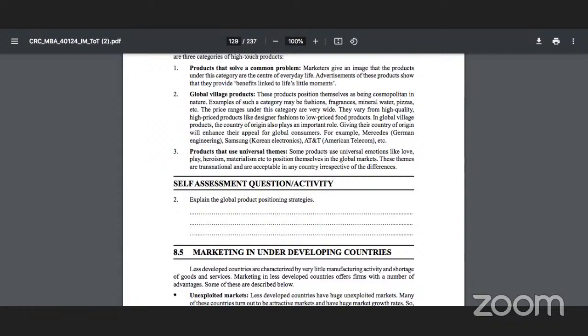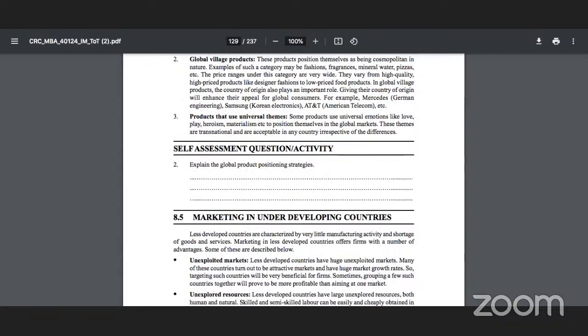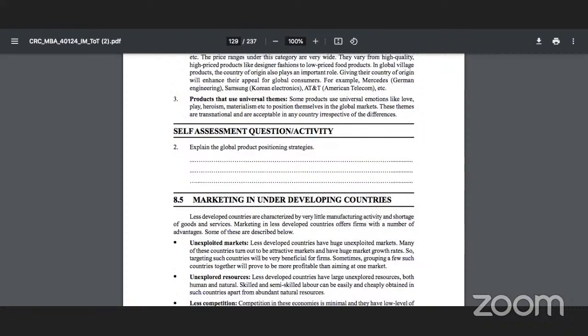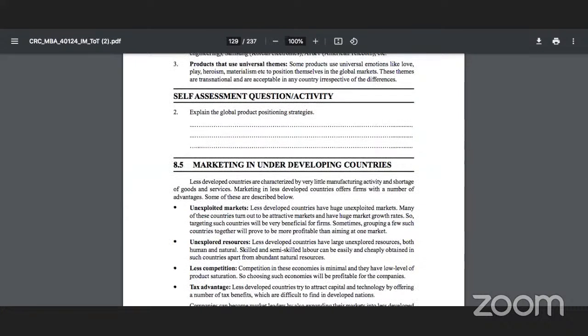For example, Mercedes is driven by German engineering, and everybody knows that Germans traditionally make wonderful machinery, and the same goes for automobiles or even airlines for that matter. The third one is products that have universal themes. These are products which evoke emotions like love, play, heroism, materialism. So they are appealing to a transnational consumer base.